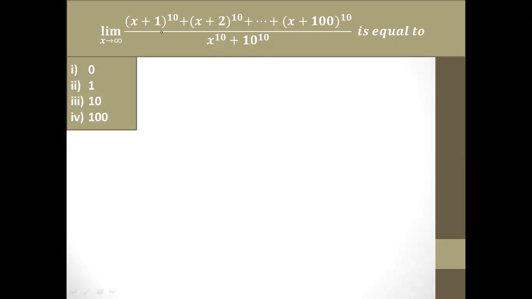Okay. Take x common from each term. But what comes out? x power 10 comes out as common. Same as last problem. Do it as it is. But there is a plus in between, it is not multiplication. You have to carefully observe that there is a plus in between.